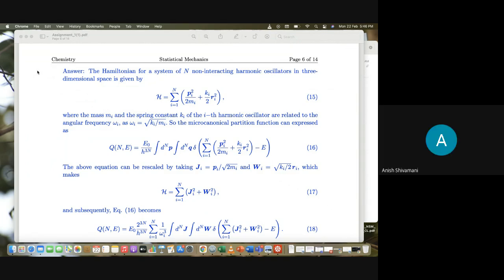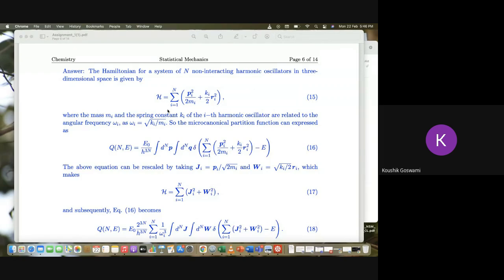Yes, we can hear you. Okay. So what we need to do is first we need to know the Hamiltonian. For the ith particle, you can see in equation 15, the second term is the potential energy for the ith particle. There are n non-interacting particles, so we have to sum over all the particles. So this is the Hamiltonian.